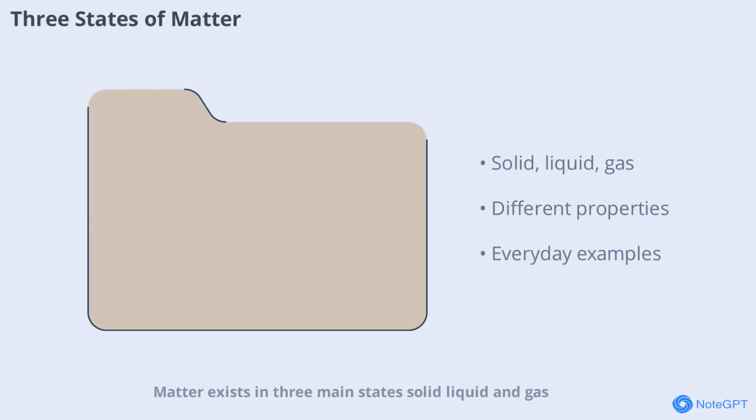Matter exists in three main states: solid, liquid, and gas. Each state has its own unique properties. Solids have a fixed shape and volume, liquids have a fixed volume but take the shape of their container, and gases have neither a fixed shape nor a fixed volume. These states are everywhere in our daily lives. Ice is a solid, water is a liquid, and steam is a gas. Understanding these states helps us see how matter behaves differently under various conditions.